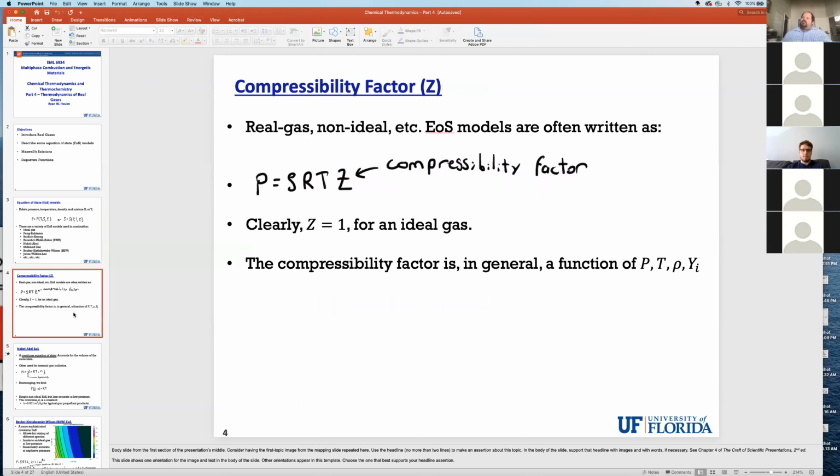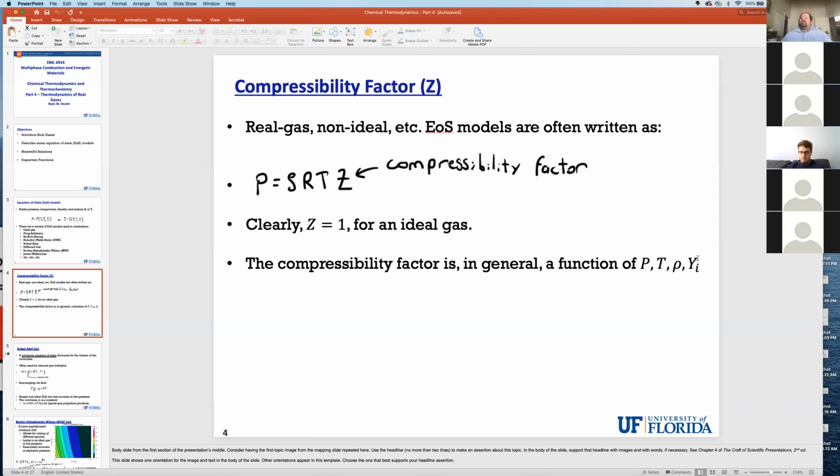Before I discuss those, we need to discuss the compressibility factor. Real gas equations of state are often defined using a compressibility factor. If you take the ideal gas law, which is just P equals rho RT, you multiply it by this bogey factor Z, and Z is the compressibility factor. It just accounts for the non-ideal effects. Clearly for an ideal gas, Z is defined to be 1. But in general, this compressibility factor is a function of pressure, temperature, density or volume, same difference, and also the chemical composition.